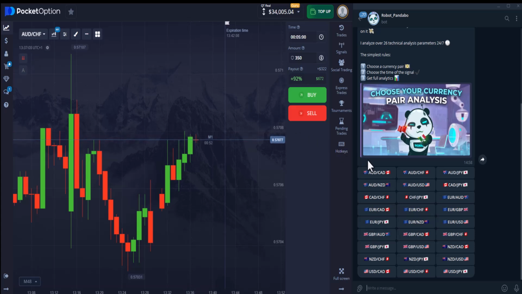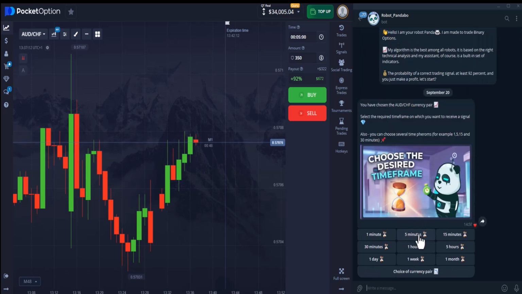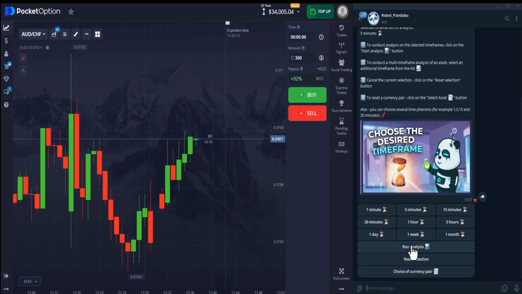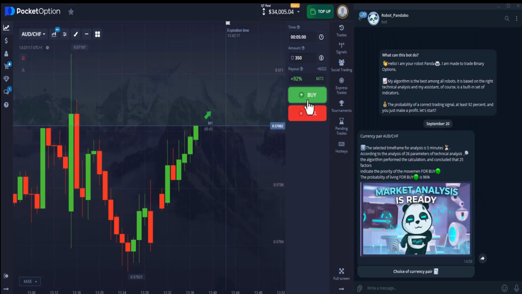Pivot points, also known as classic pivot points. And now let's find our first deal, which is going to be the Australian dollar to Swiss franc currency pair, and my trading robot has indicated the priority of movement for buy in the next 5 minutes.